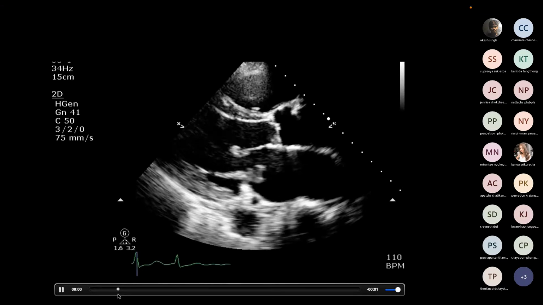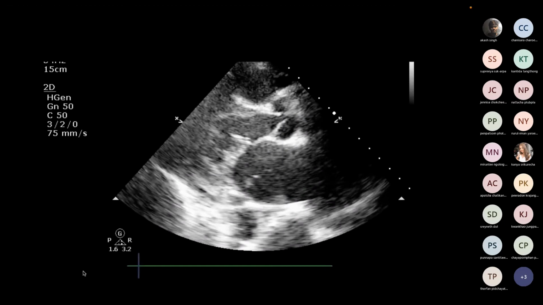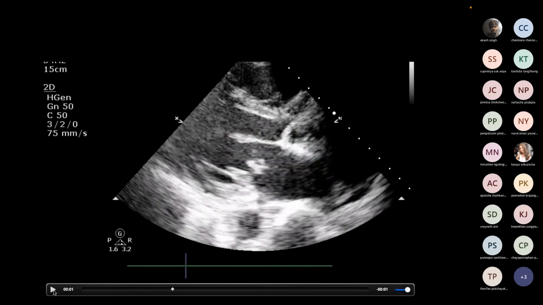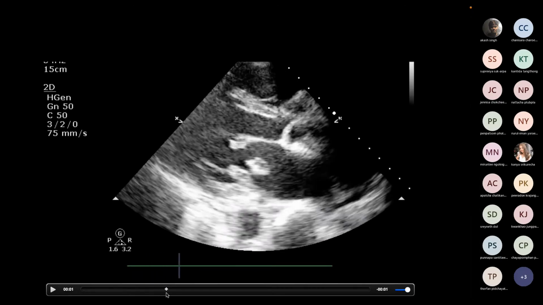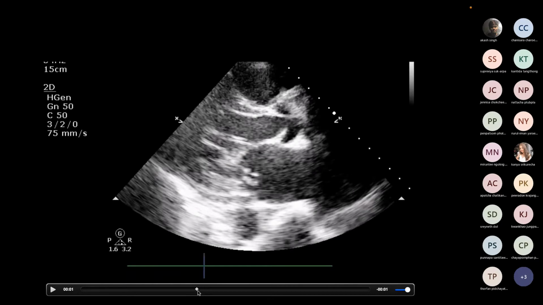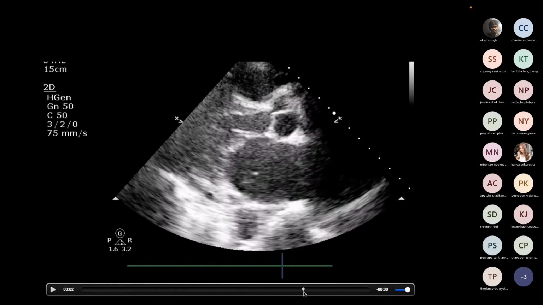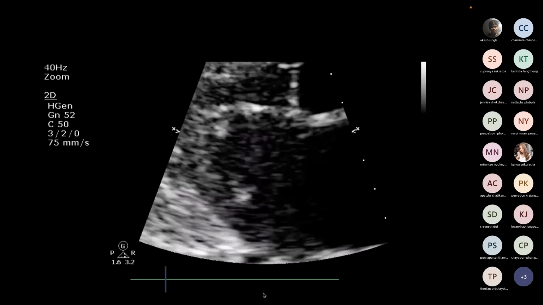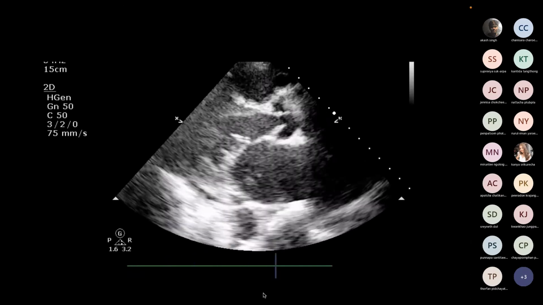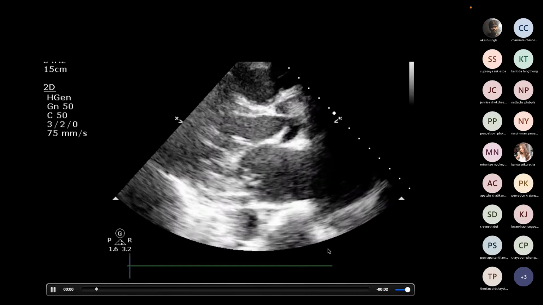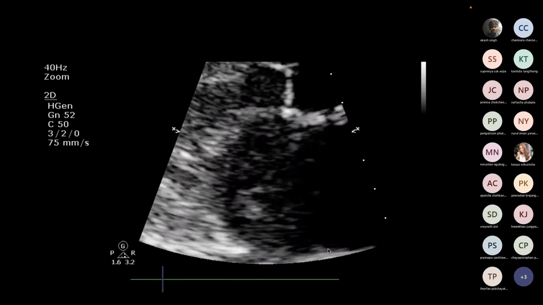Right there. You see? It's huge. And it's attached to the mitral valve because it's moving with the mitral valve. So of course it's going to cause severe mitral regurgitation. Without even turning on Doppler, you can just guess.